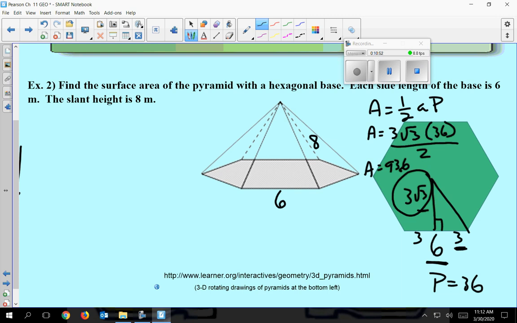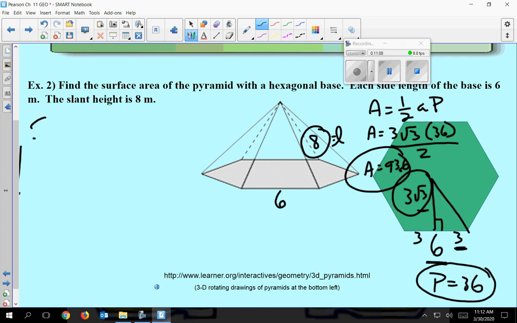So I've got everything. I found the area of the base. Because I found the area of the base, I had to have the perimeter, and I needed that for the other formula, so that's kind of cool. And they gave me the slant height, that was this, 8, okay? So let's go do our formula.